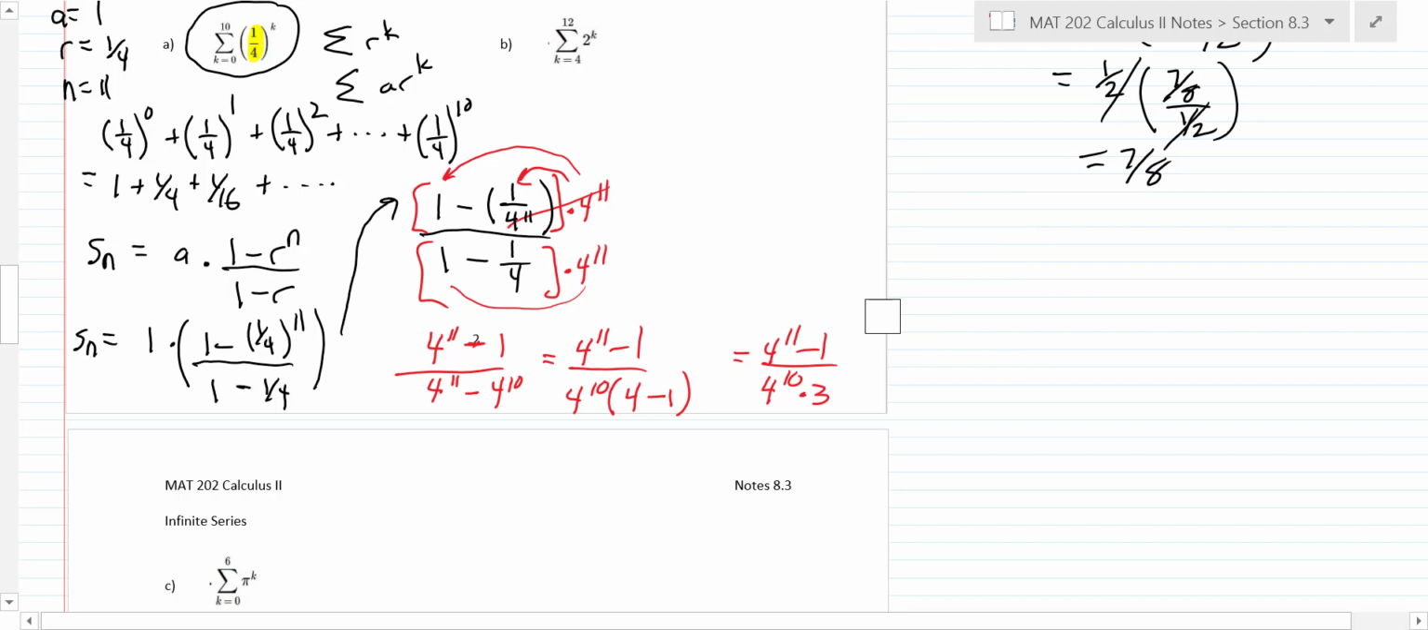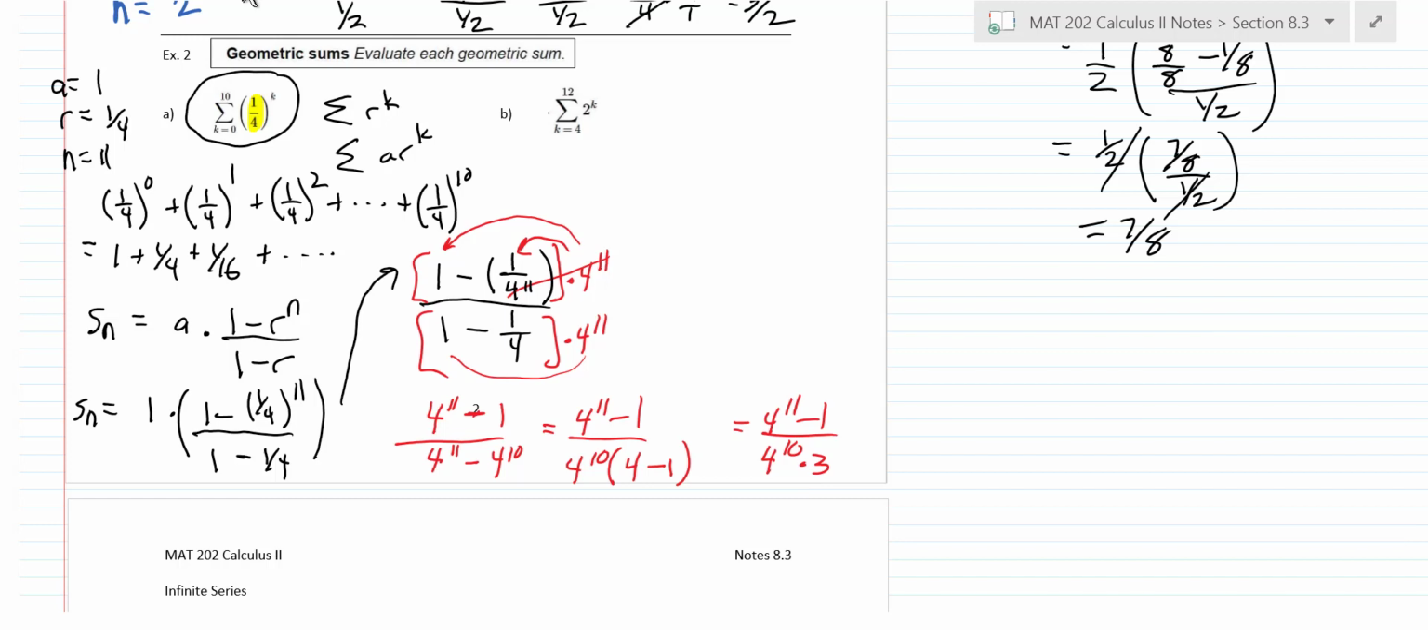So first of all, I want to make sure you understand the arithmetic I did there and how I know what A, R, and N are. Is everybody clear with what I mean by A, R, and N? A is the first term, R is the ratio, N is how many terms are in the series.